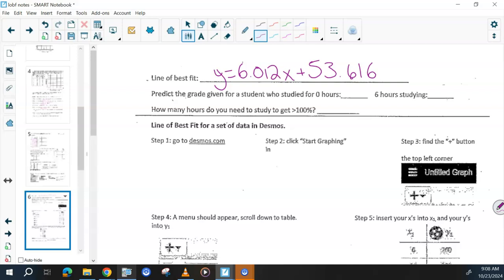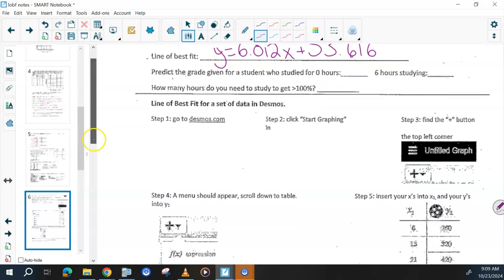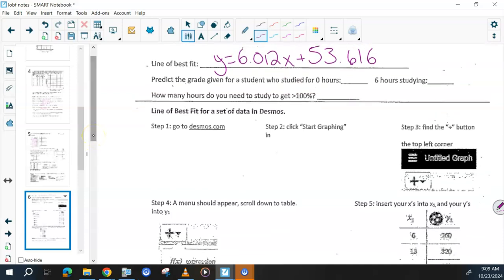Not your computer, your iPad. You're not using computers today. I need you to grab your iPad. Thank you. Yes. The next page should be at the top.